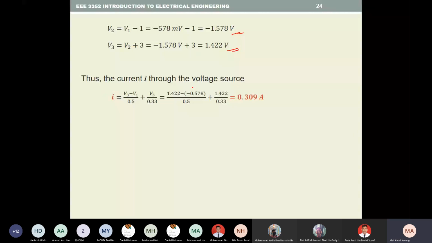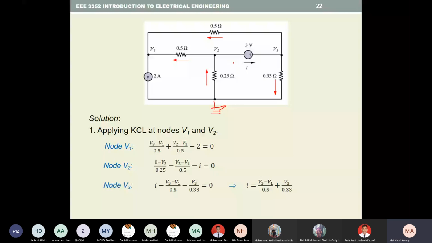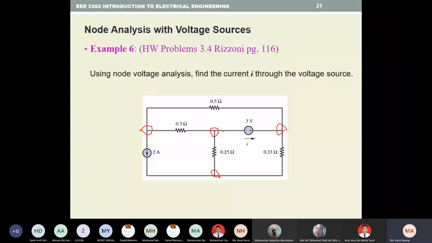Therefore, you can calculate the current through the voltage source, because now you have the value of V1 and V3. Okay? So the current is 8.309 amps flowing through the voltage source. Okay? So sometimes the students, they were so engrossed in solving the node voltage, they forget that the question is actually asking you to find this.